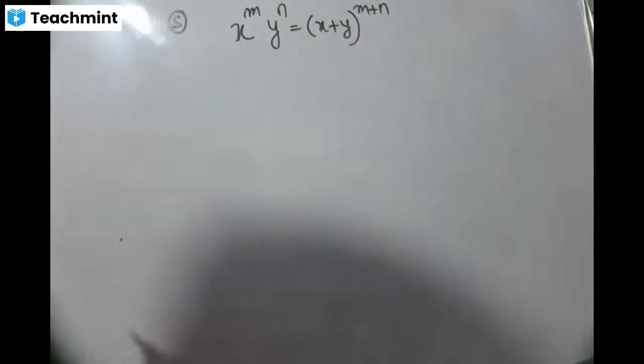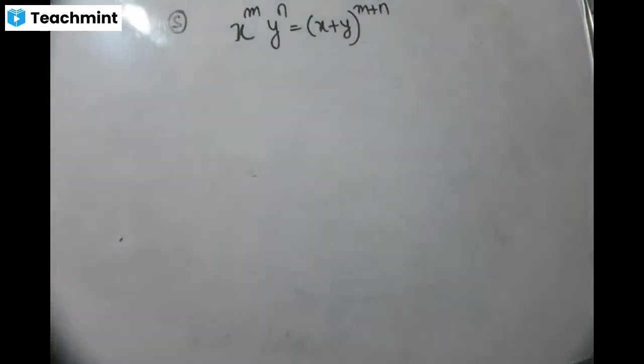Okay. So the next question is, look at the board, question number 5. The question is x to the power m, y to the power n is equal to x plus y whole to the power m plus n. So this was an IAC question. You have to find dy by dx.